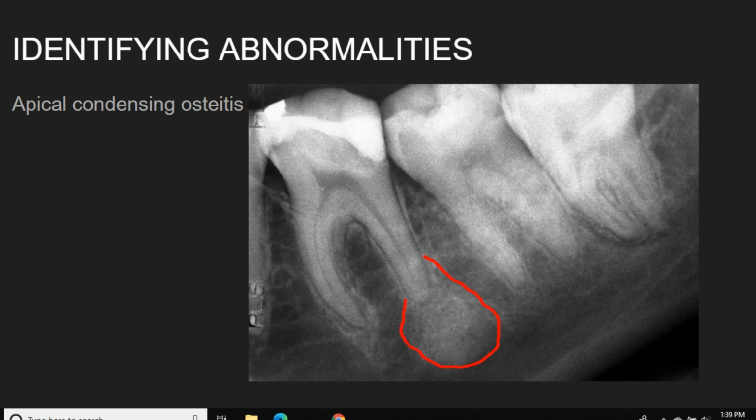And it is seen below the apex of a non-vital tooth that has had a long history of pulpitis. These can be different sizes, they can be different shapes, and they're not going to look like they're attached to the root of the tooth, where some of the other ones may kind of look like they are attached or surrounding that tooth root. The most frequently involved tooth is the mandibular first molar, and this tooth is usually going to have a large cavity or a large restoration.